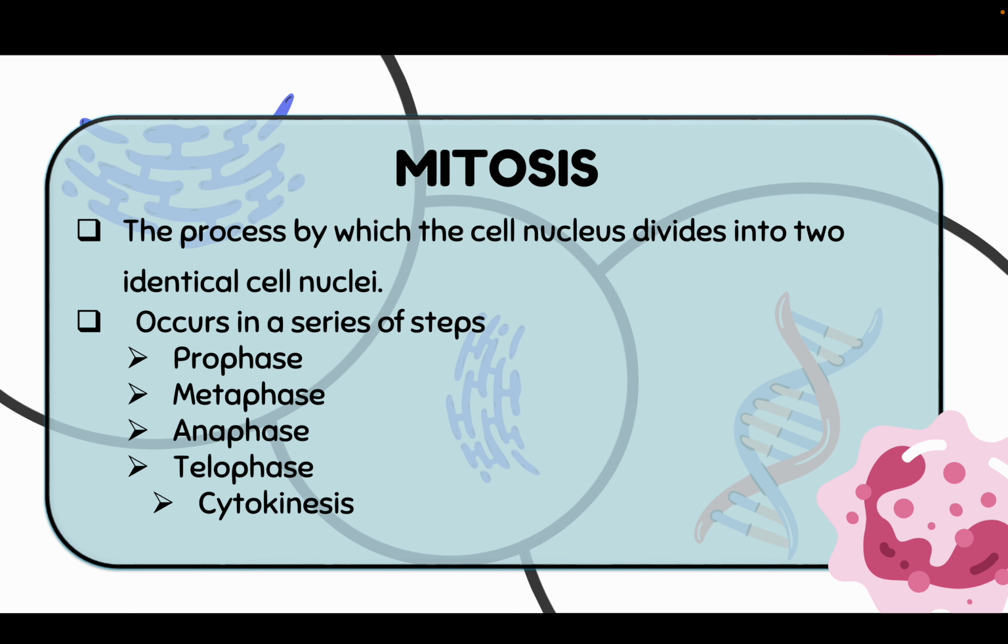Okay. So there are four steps. We have the prophase, metaphase, anaphase, and telophase. And later, when all these stages have already transpired, we expect the cytoplasm of the dividing cell to be distributed into two daughter cells.